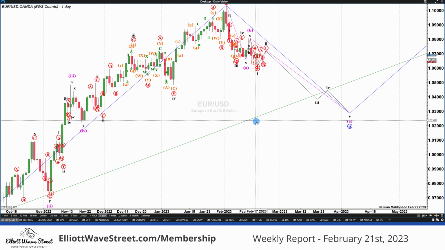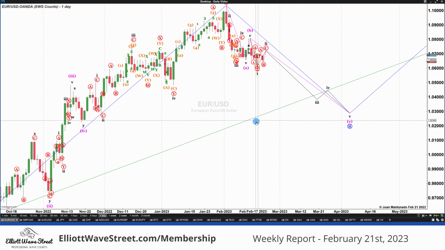So the bias on the lower time frames is clearly to the downside. I'm bearish on the euro. I'm bearish on the risky assets. Bearish on Bitcoin, bearish on the S&P, bearish on the individual stocks. It seems that it's going to be an interesting week in the markets.